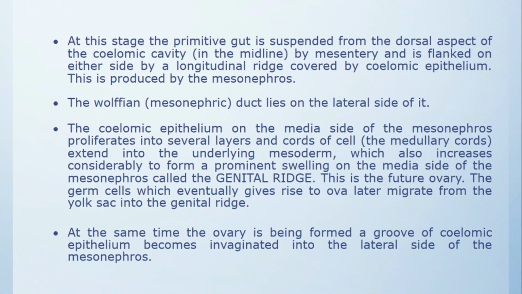At this stage, the primitive gut is suspended from the dorsal aspect of the coelomic cavity, as I pointed out earlier, by mesentery, and is flanked on either side by a longitudinal ridge covered by coelomic epithelium. This longitudinal ridge is produced by the mesonephros. The Wolffian duct lies on the lateral side of it.